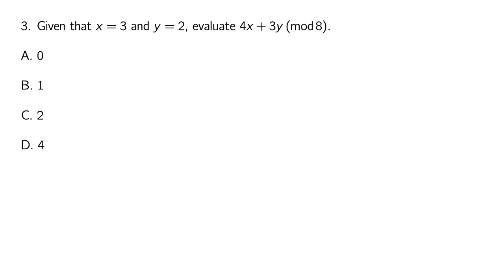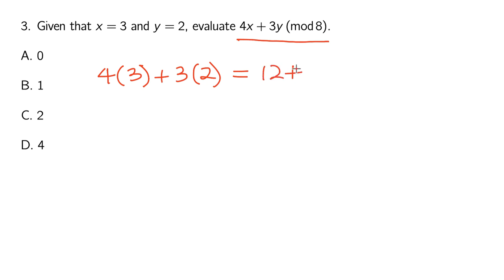It says, given that x equals 3 and y equals 2, evaluate 4x plus 3y mod 8. Now let's do 4x plus 3y in the ordinary way. That gives us 4 times x is 3 plus 3 times y is 2. So what do we get? 4 times 3, that's 12. 3 times 2, that's 6. So we get 18. Now the question is, what is 18 mod 8?